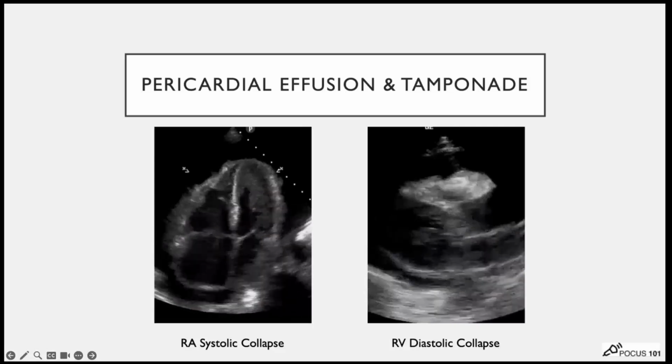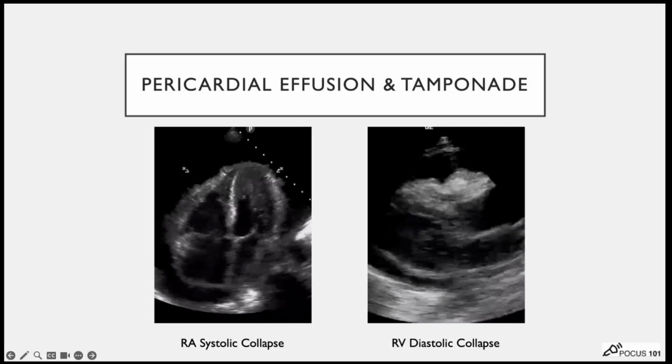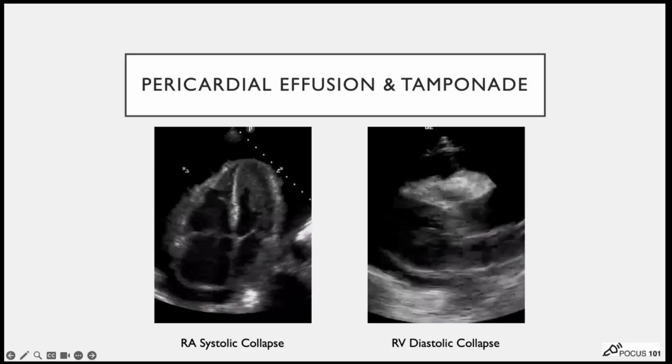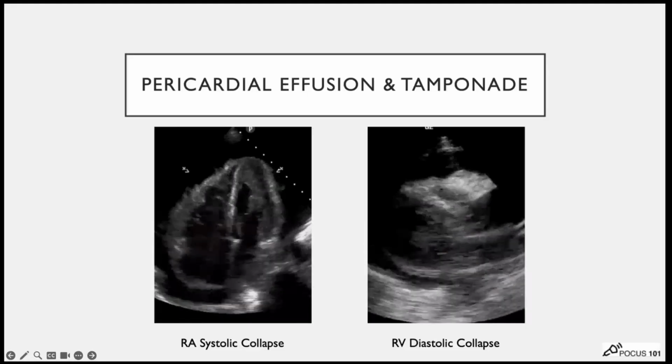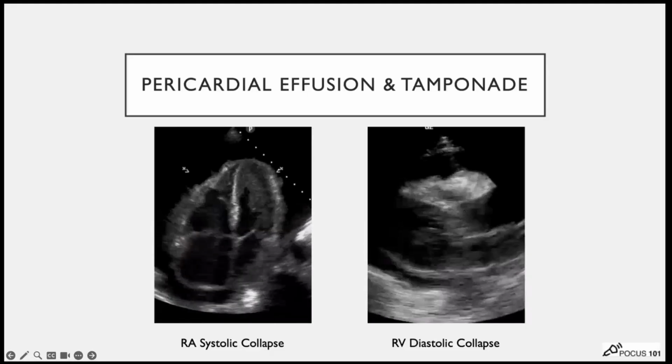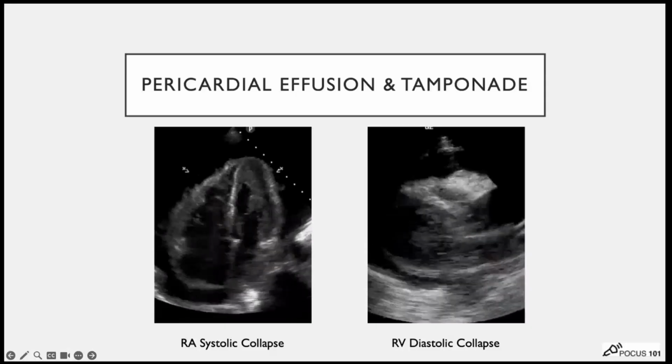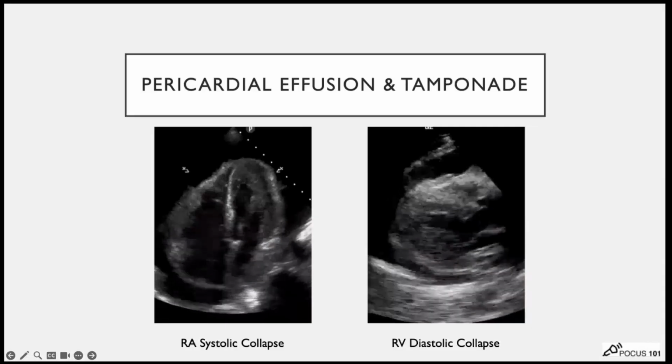These findings can often be difficult to capture in real time when you're doing your ultrasound exam, so it can be helpful at times to freeze your image and scroll through the frames at a slower rate to determine when systole and diastole are occurring and see if you can find evidence of either the right atrial systolic collapse or RV diastolic collapse.